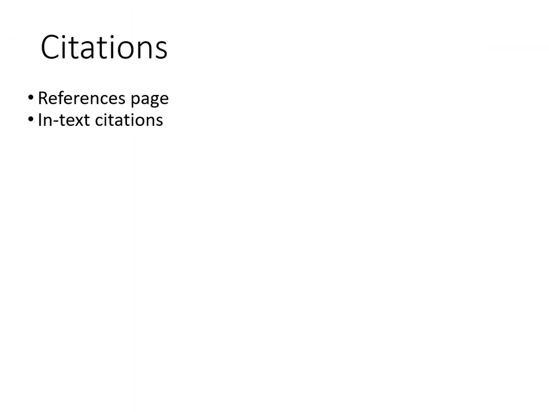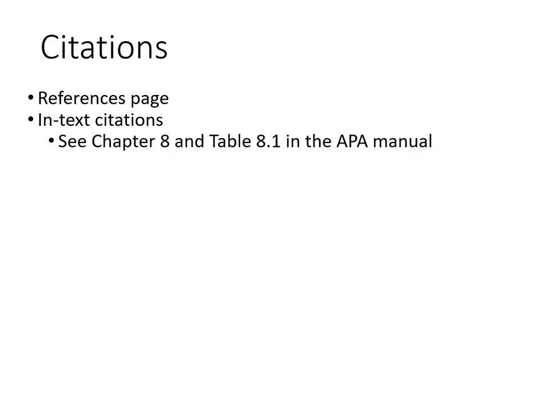Now that we know how to create the citations for our references page, we will move on to the in-text citations. All of Chapter 8 provides numerous examples of in-text citations, and Table 8.1 is an extremely helpful table. I would strongly recommend you tab this table for future reference. I have also provided examples on the tip sheet beginning on page 5. We will first address citing paraphrased material.